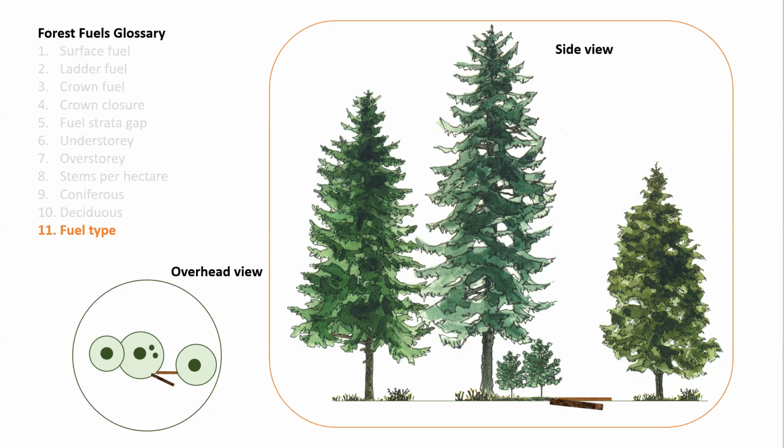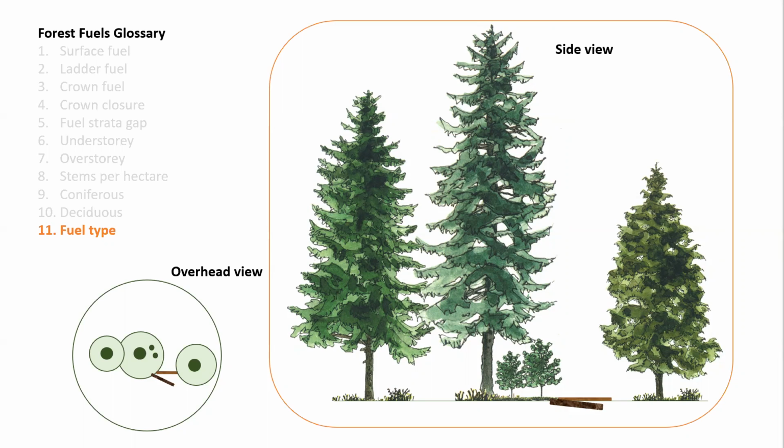So fuel types represent common patterns we see in the other forest fuel characteristics. Every forest in Canada can be described as one of 16 fuel types developed by the Canadian Forest Service. And in British Columbia, the BC Wildfire Service has adapted this system to describe our great diversity of forests.